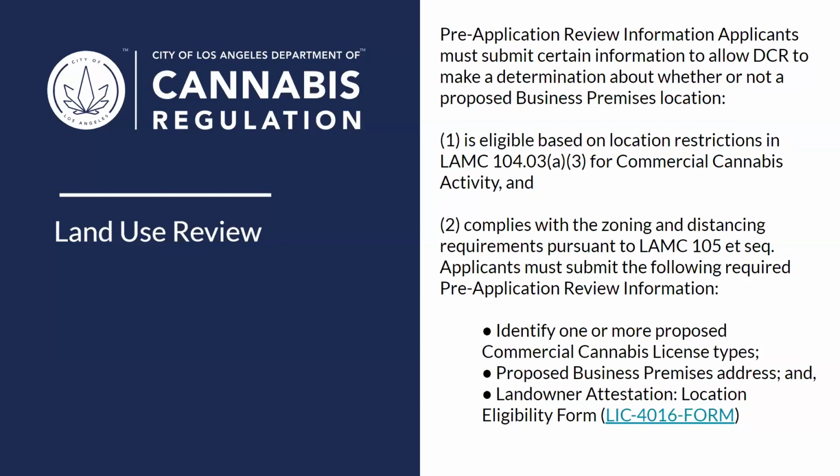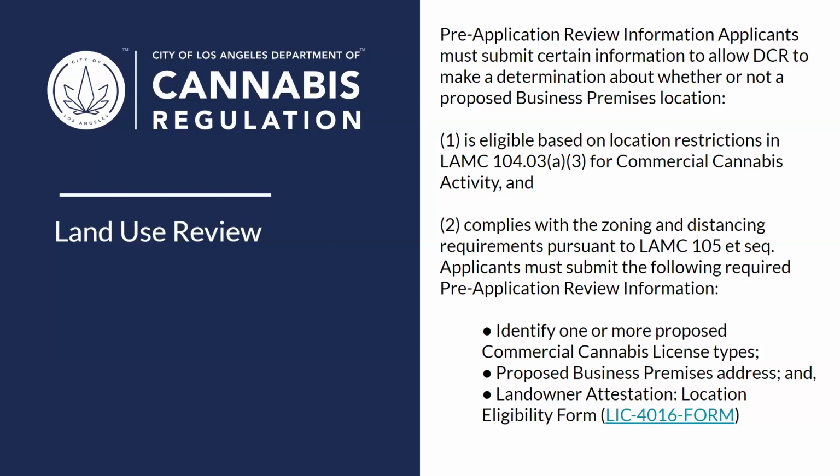So as part of the pre-application review process, applicants must make sure that they submit certain types of information for DCR to make these determinations. One, we need to know what the proposed business premises location is. That information is input as part of the pre-application review record through the DCR licensing portal. The only document that we require to be uploaded as part of the pre-application review submission is the landowner attestation that relates to the location restrictions.